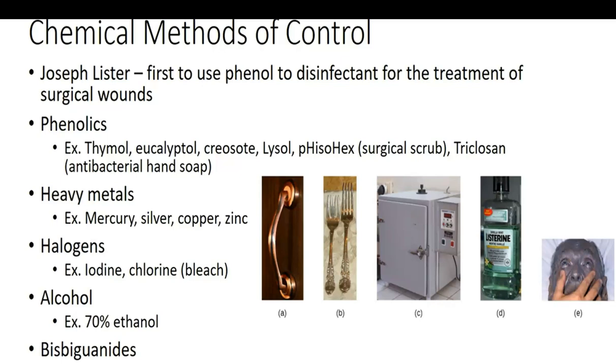And then we have alcohol. Usually we use 70% ethanol. Actually 70% ethanol is much more efficient than 100% ethanol because it has water, so it can help penetrate inside the cell and the cell membrane better. We use it a lot, especially in hand sanitizer, so it's a very efficient chemical agent that we use daily.